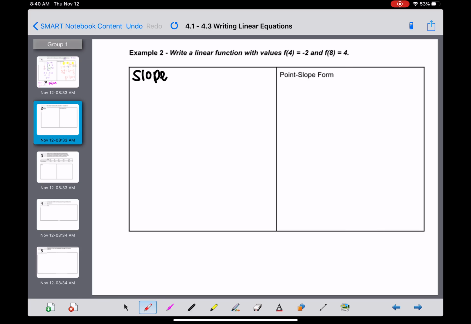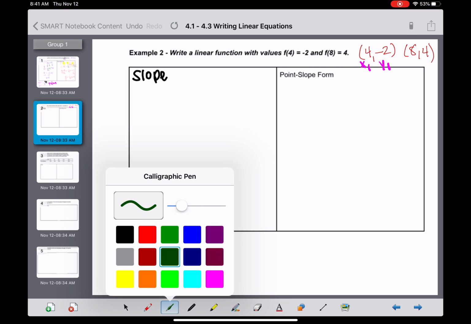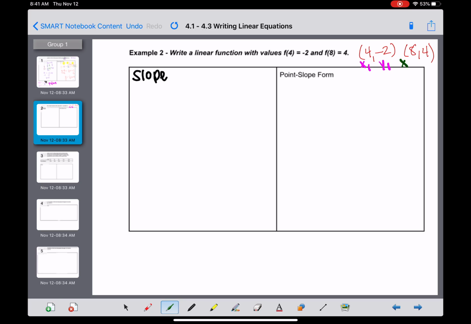Example number 2, write a linear function with the values f of 4 equals negative 2, f of 8 equals 4. So we're given different types of information. First thing I'm going to do is I'm going to write this as a coordinate, since most of us are more comfortable in that form. So we have 4, negative 2, and 8, 4. So we're given 2 x's and 2 y's. So I'm going to label this as x1, y1, my first coordinate pair, and x2, y2, my second ordered pair.